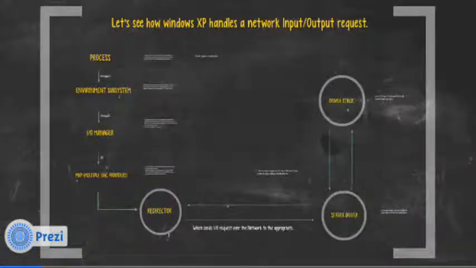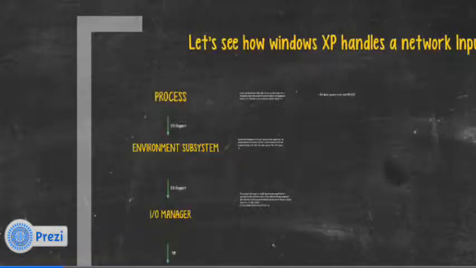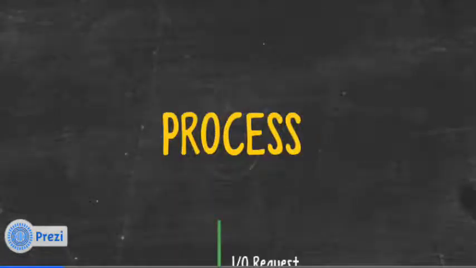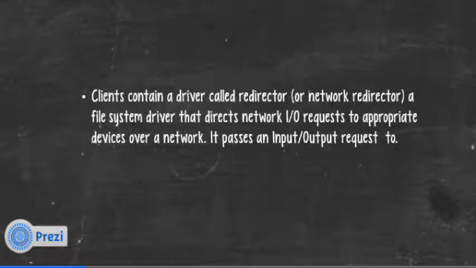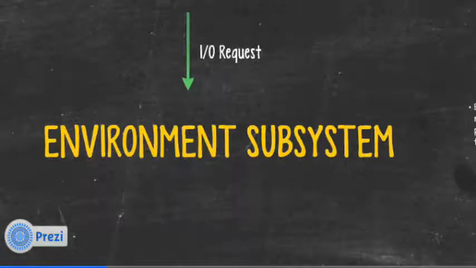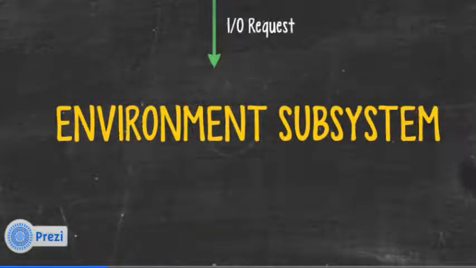Let's see how Windows XP handles a network input-output request. Start with the process. Clients contain a driver called redirector or network redirector, a file system driver that directs network I/O requests to appropriate devices over a network. It passes an input-output request to the environment subsystem.